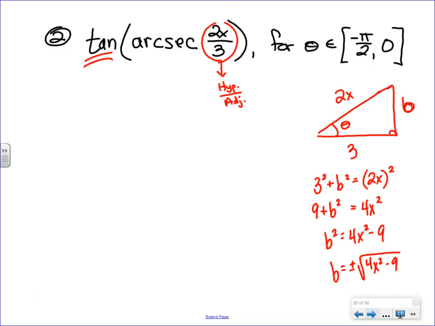Tangent is opposite over adjacent. And who is opposite? This guy. So we can say our final answer. Well, hold on. I'm going to put the plus or minus, but remember how you guys are supposed to think about what angles those are and what sign tangent should have?